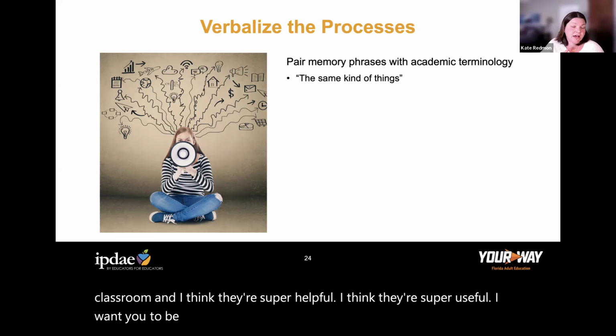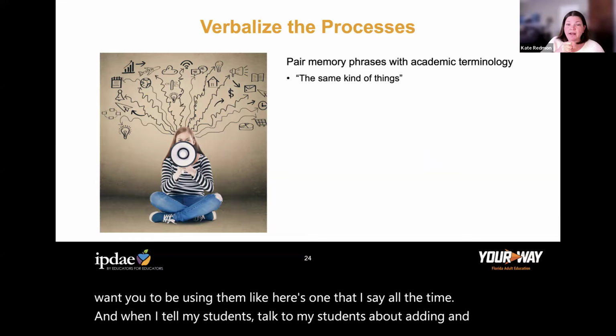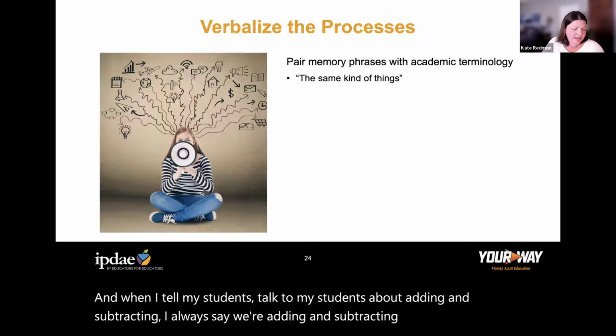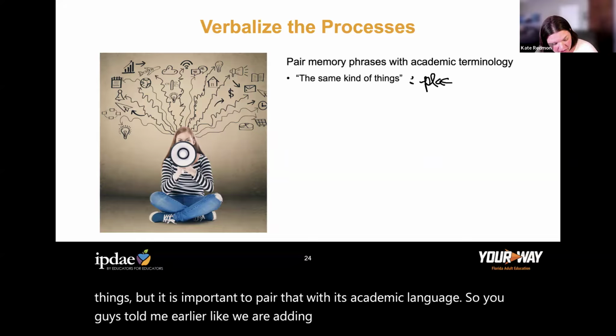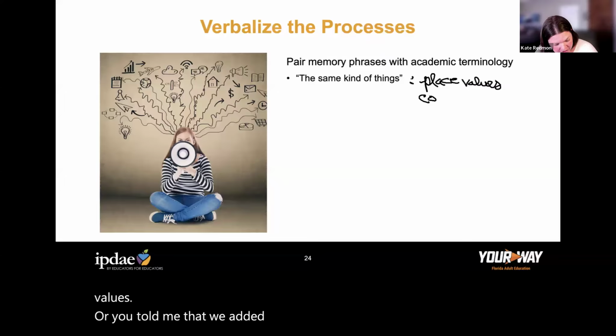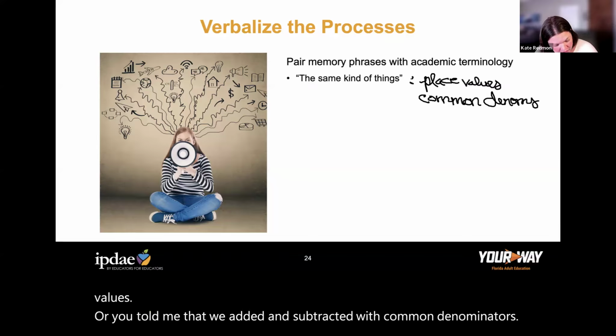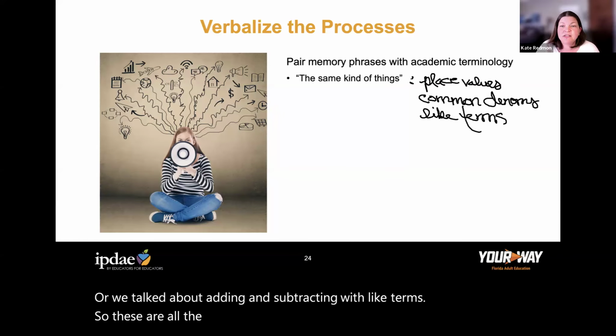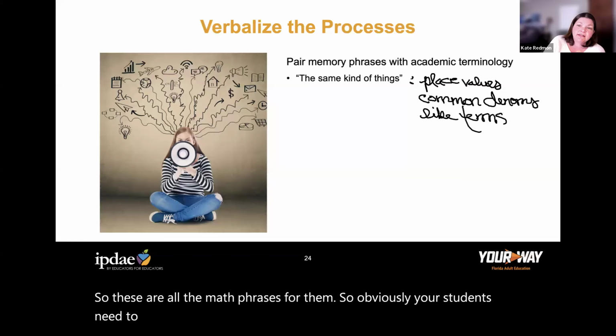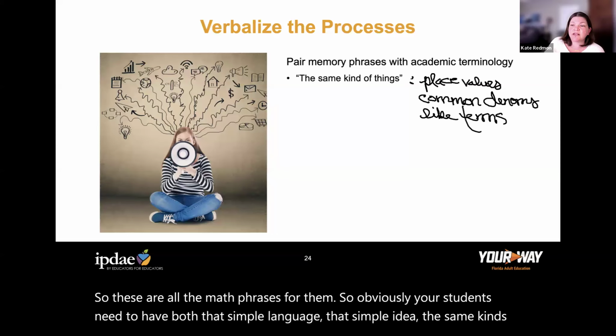Here's one that I say all the time. When I talk to my students about adding and subtracting, I always say we're adding and subtracting the same kinds of things. But it is important to pair that with its academic language. So you guys told me earlier: we are adding and subtracting the same place values, or we added and subtracted with common denominators, or we talked about adding and subtracting with like terms. So these are all the math phrases for them. Your students need to have both that simple language, that simple idea, the same kinds of things, but then paired with that academic language.